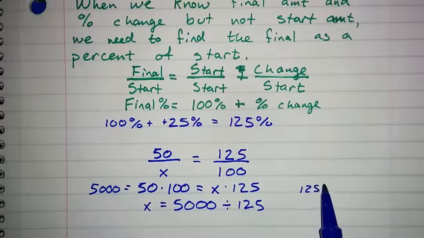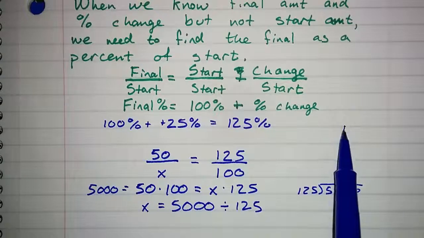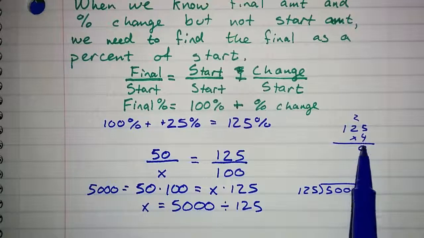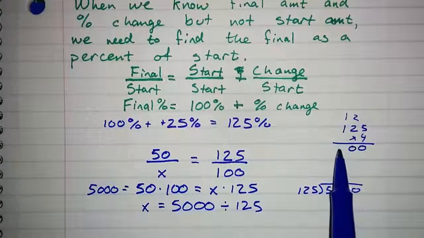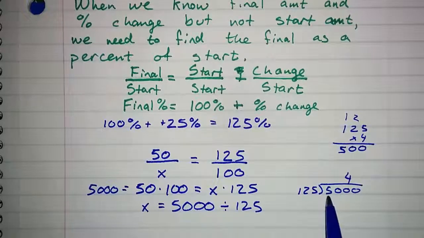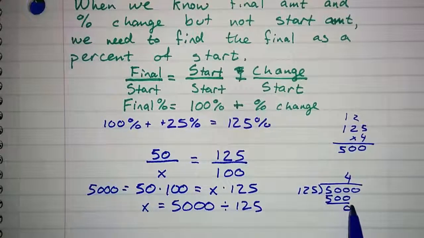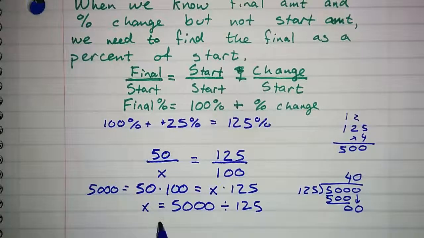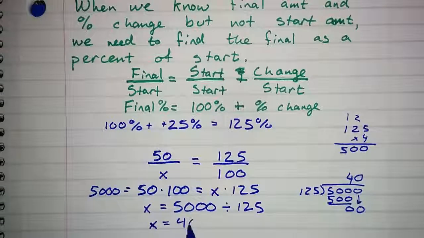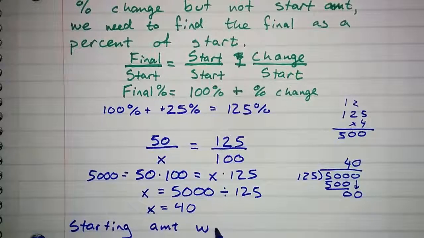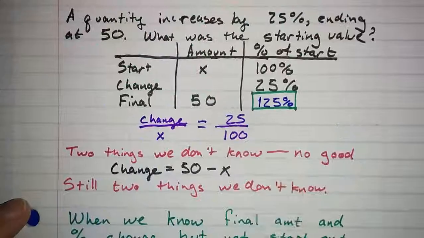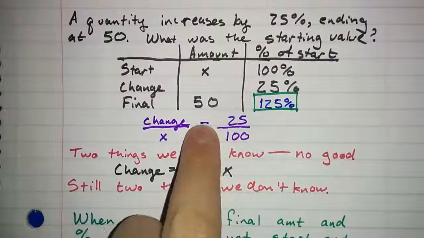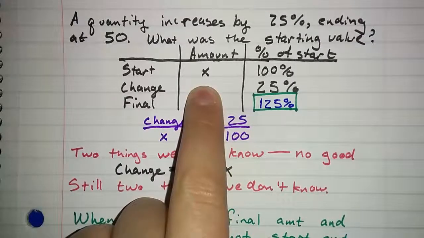Let's do that division. 125 goes into 500, I think, 4 times. 4 times 5 is 20, 4 times 2 is 8, 9, 10, 5. Yeah, 4 times exactly. Nothing left. But we have to write something in this place, right? And it has to be a 0. And so the starting amount was 40. We can always fill in this block, but the only time that we need it is when we know the final amount and we're trying to find the starting amount.